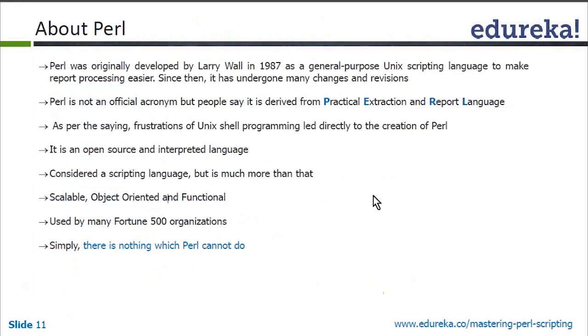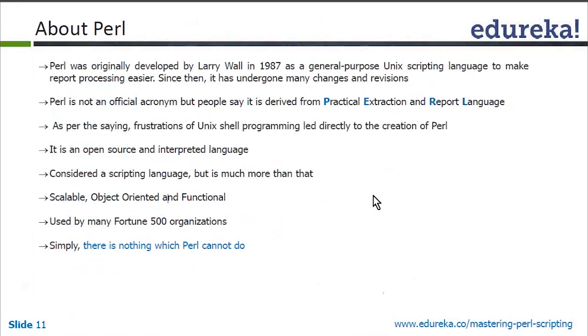About Perl. Perl was originally developed by Larry Wall in 1987 as a general purpose Unix scripting language to make report processing easier. Since then, it has undergone many changes and revisions. It is already part of Unix as a package. So if you install Linux or Unix, you need not install Perl. You might need to reinstall Perl, which is in the installation document I told you about, but you may not need to install it again, because it is already there as part of the operating system. But on Windows, you might need to install it.